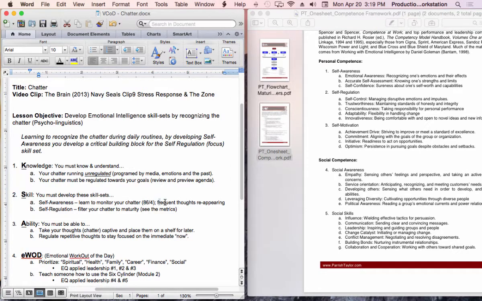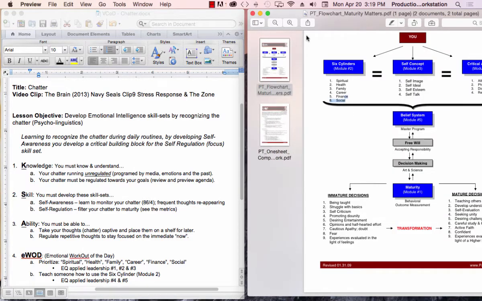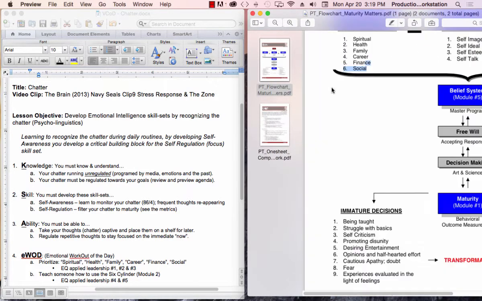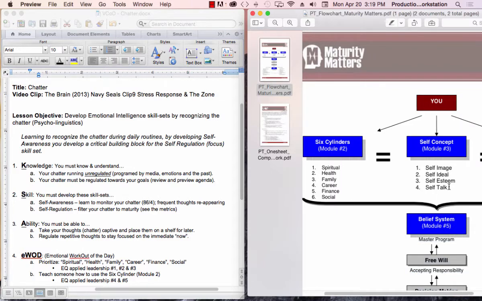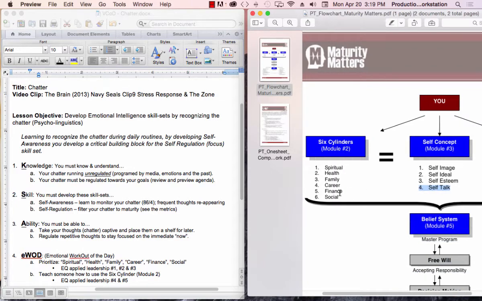It's the frequent thoughts, the frequent words and mental pictures. We even give you a framework here. We come over to the six cylinders, and we say, look, all of your self-talk, which is basically right under self-concept, is going to fall into any one of these six categories. So you're regulating it just by being able to say, okay, I'm at work and I really should be thinking about work. My chatter should be at the now, but I keep popping up with family, or vice versa. You're with the family and you keep thinking about work.